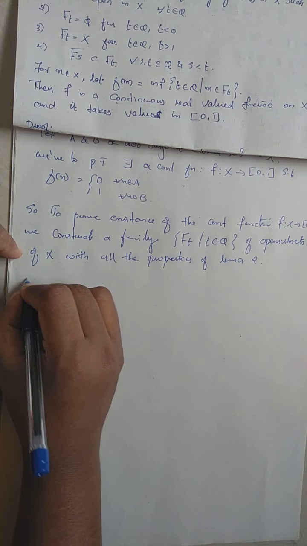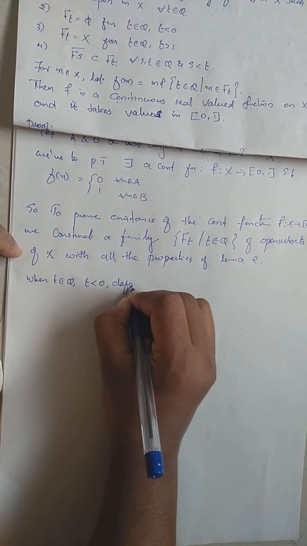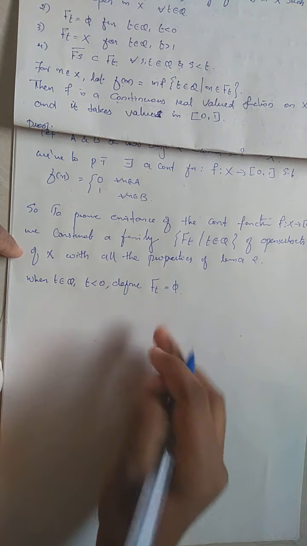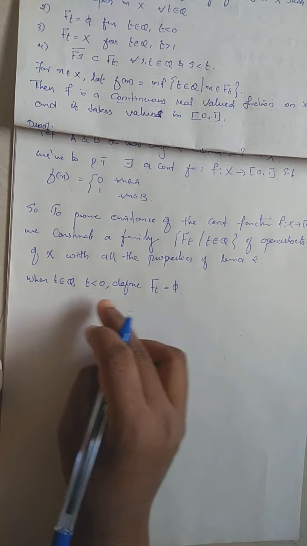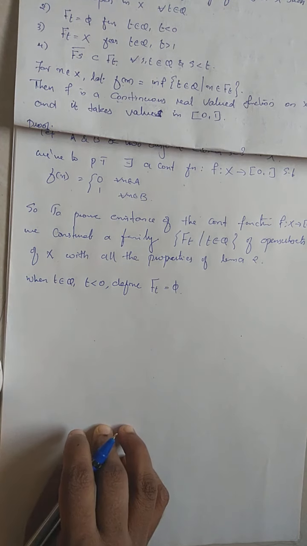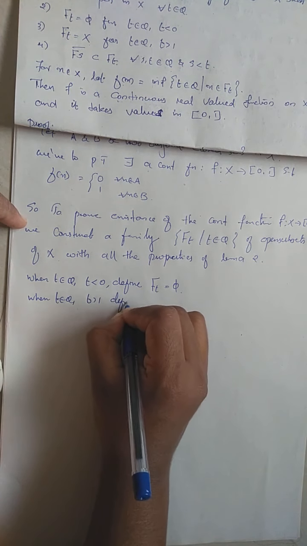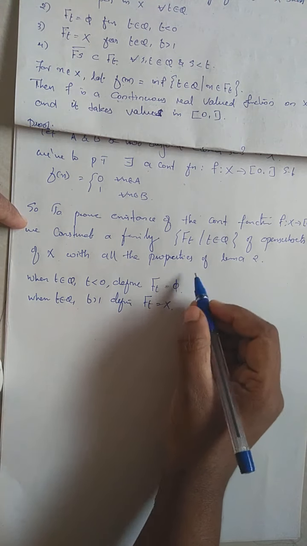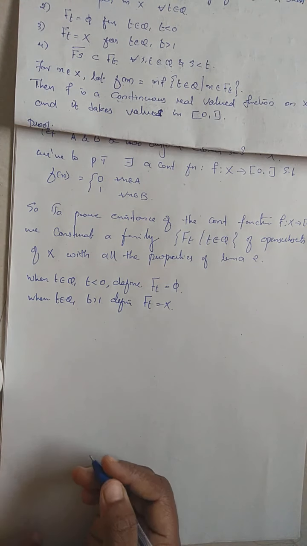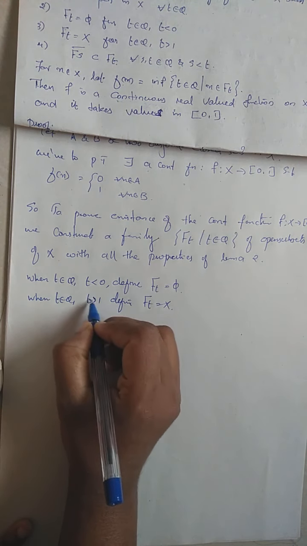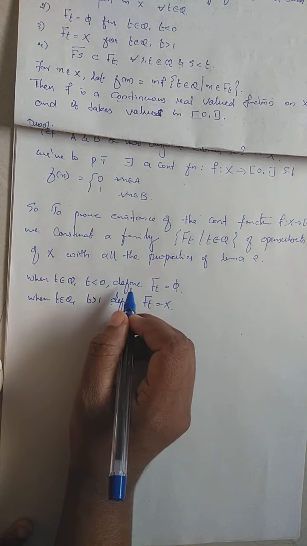When t belongs to Q and t is less than 0, we define F_t equal to M_t, in order to satisfy the properties of Lemma 2. And when t belongs to Q and t is greater than 1, we define F_t equal to the whole space X. Then this collection will satisfy the second and third properties of Lemma 2. Now we want to define F_t for every t in the closed interval [0, 1].